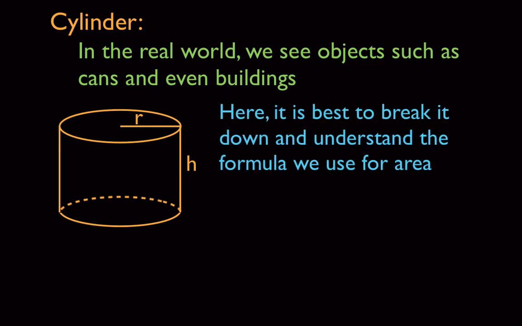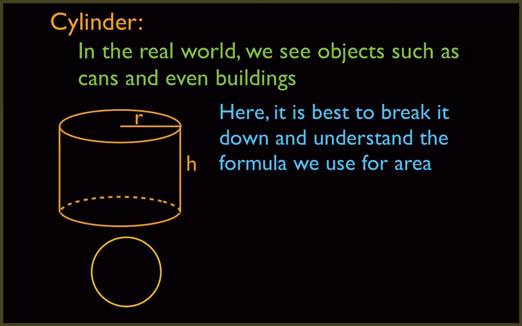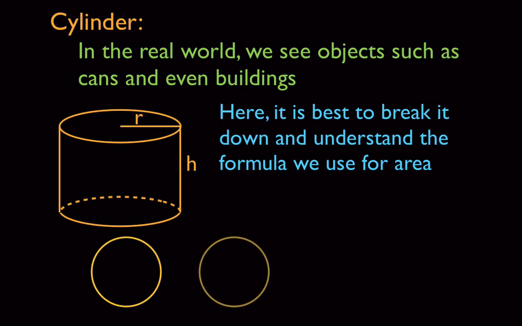So here it's best to break it down and understand the formula. I'm going to give you the formula, however, I want you to understand where it comes from. First of all, you have a circle. This could be the top or the bottom, so you have two identical circles. In addition to that, you have that curved piece around. If you were to cut a can, for example, cut the top and bottom off of it, and then cut straight up the side, what you'd notice is it is a rolled rectangle. So the question is, what are the areas of these shapes?